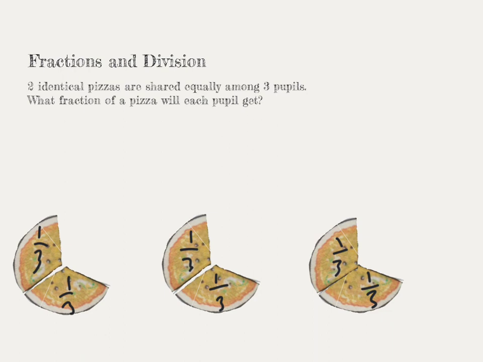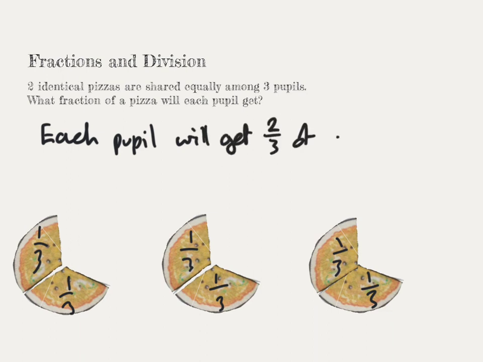Sorry, how many thirds have we got? 2/3. Each person gets 2/3 of a pizza. Because 1/3 and 1/3 is 2/3. Okay, so my answer is each pupil will get 2/3 of a pizza.